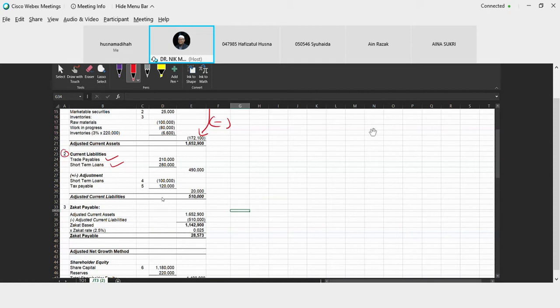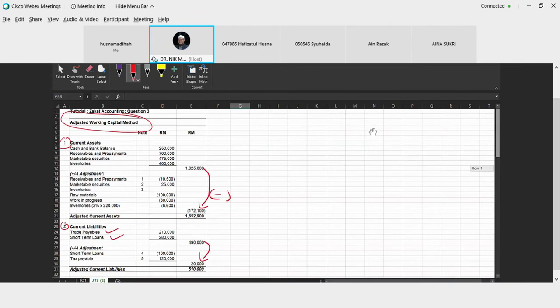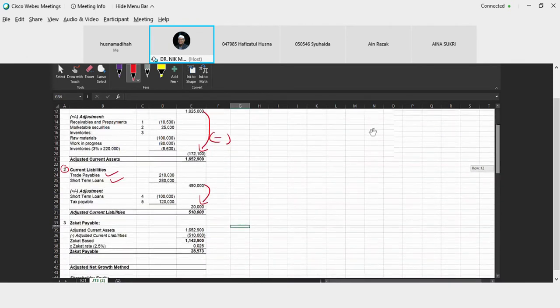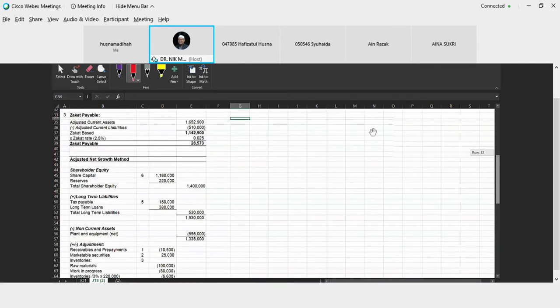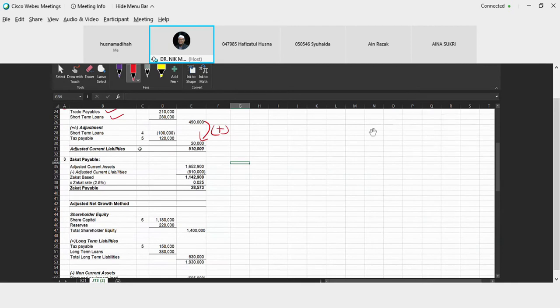and then you are going to have adjusted current liabilities. Okay, you are going to have adjusted current liabilities, and you are going to plus this one. And for zakat itself, whenever you have an adjusted current asset and adjusted current liabilities, what you need to do is just minus them, and you are going to get a zakat aggregate amount.